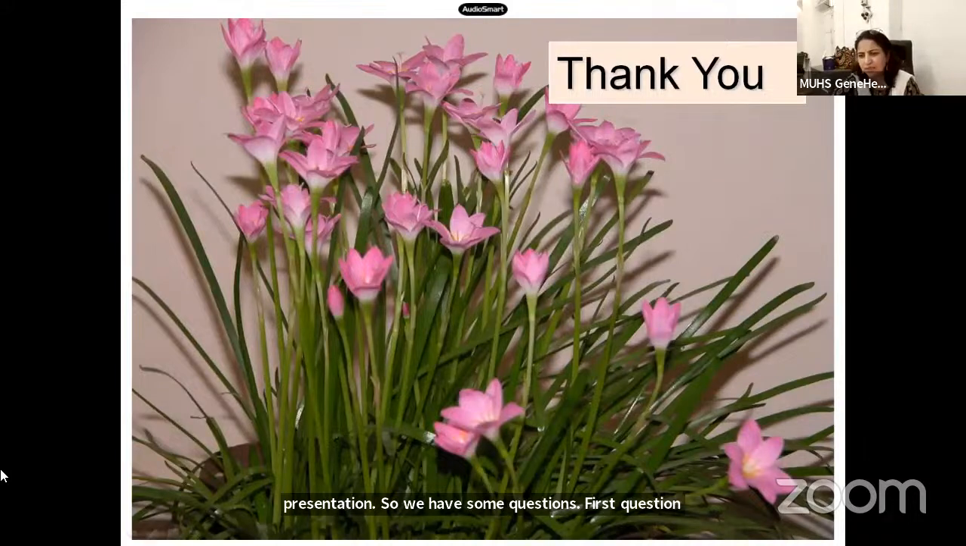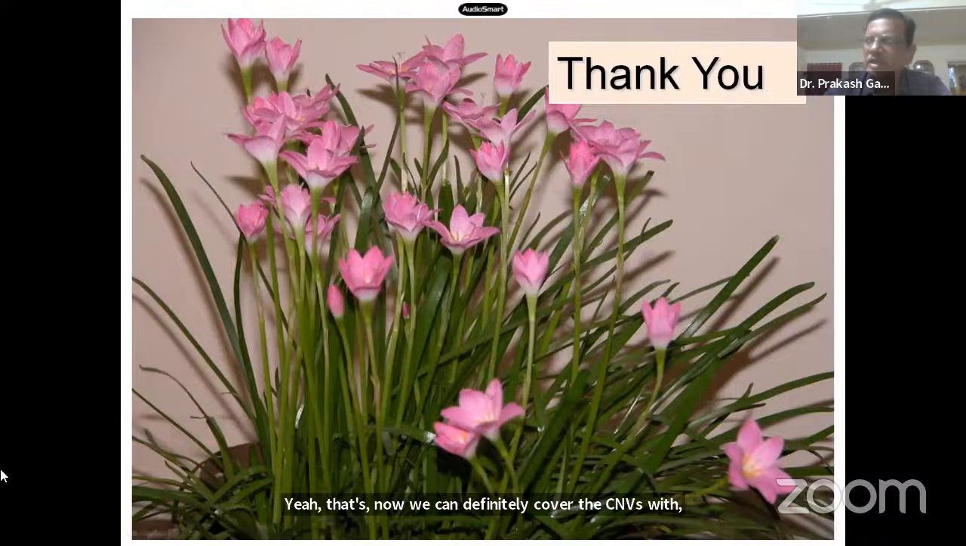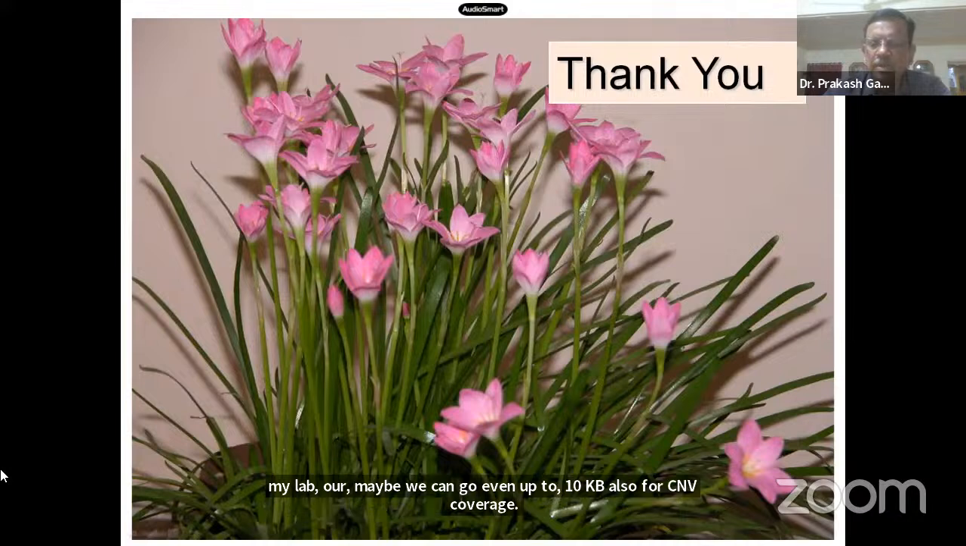First question is, can we cover CNV, copy number variation, by exome sequencing? Yeah, we can definitely cover CNVs with our exomes. And presently, as I said, lots of algorithms are being built in. In my lab, we can go even up to say 10 kb for CNV coverage. So in fact, it is much more powerful than a microarray, because microarray has a resolution limit.